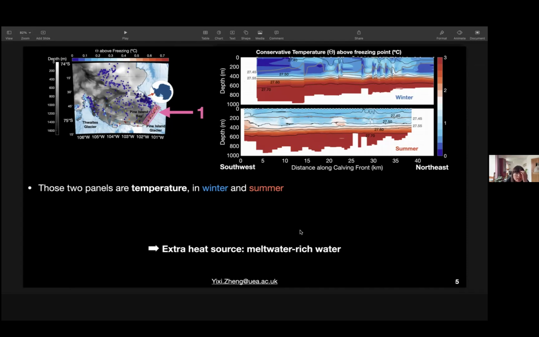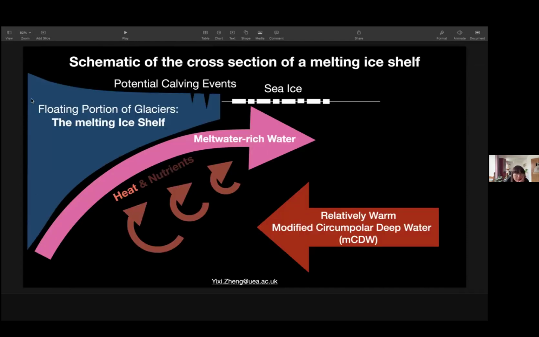The reason that we have this hypothesis is because of this. This is a schematic of the cross-section of a melting ice shelf. We have the floating portion of the ice shelf here, and then we have the ocean here. For the ocean part, we have the modified circumpolar water coming towards the ice shelf, and when the meltwater comes out from the ice shelf, it is going to preserve the heat from the modified circumpolar water and then transport it to the ocean outside of the ice cavity.